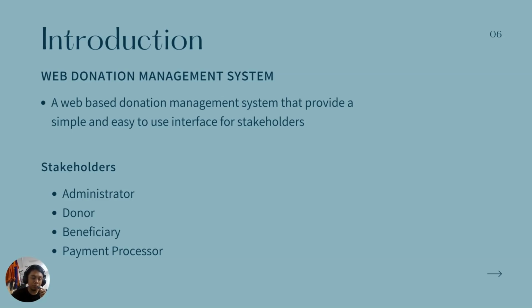The donor will be the one that provides the income, the resources to the beneficiary, and the beneficiary will receive the fund from the administrator from the fund allocation. Then the payment processor will be the one that processes the payment that the donor did to the system and send it to the system.